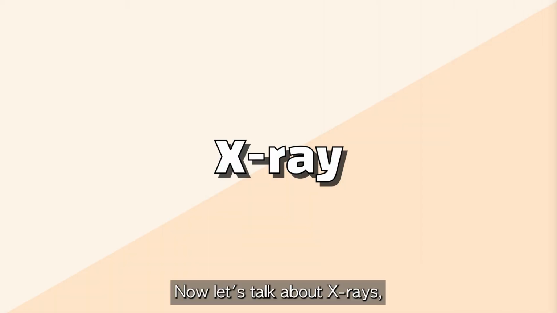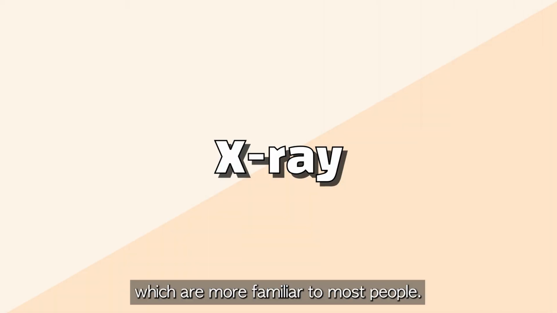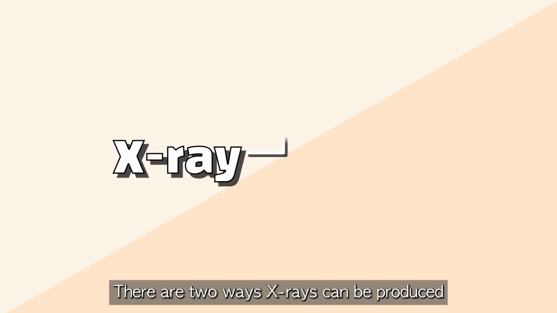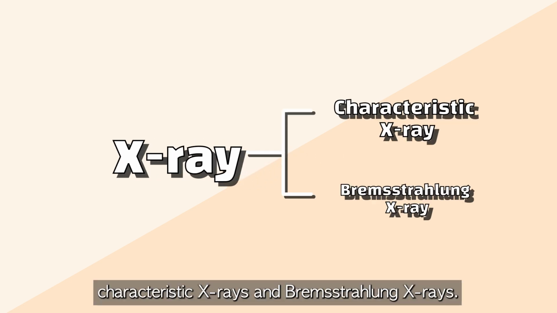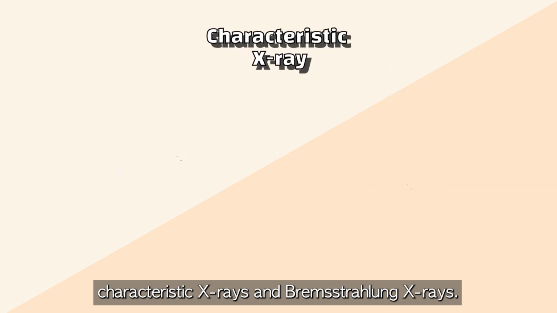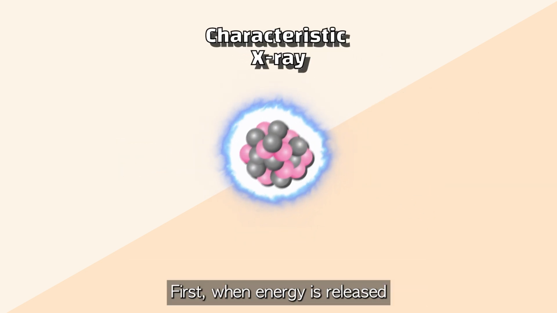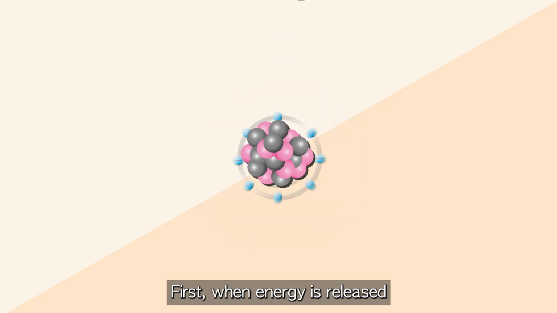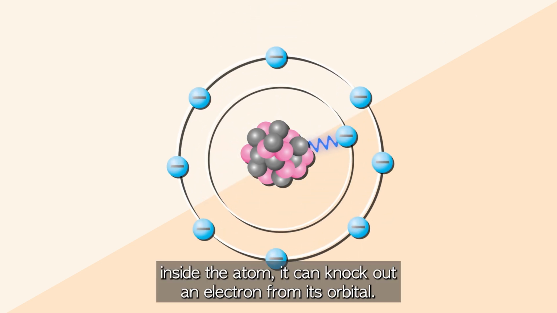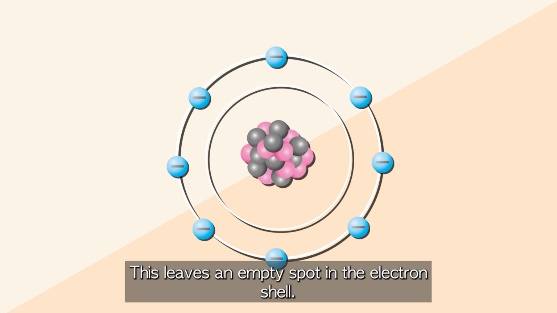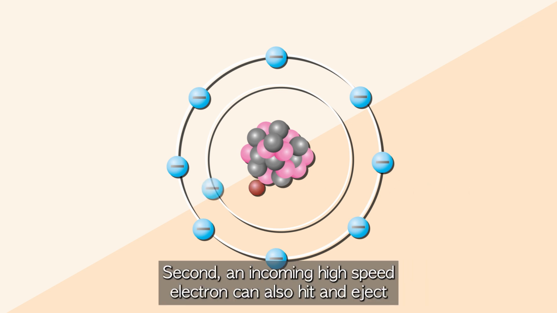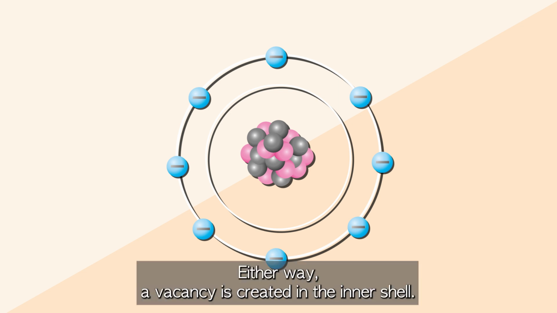Now let's talk about X-rays, which are more familiar to most people. There are two ways X-rays can be produced: characteristic X-rays and Bremsstrahlung X-rays. Characteristic X-rays are produced in two main ways. First, when energy is released inside the atom, it can knock out an electron from its orbital. This leaves an empty spot in the electron shell. Second, an incoming high-speed electron can also hit and eject an orbital electron. Either way, a vacancy is created in the inner shell.